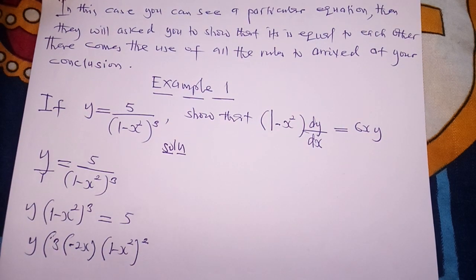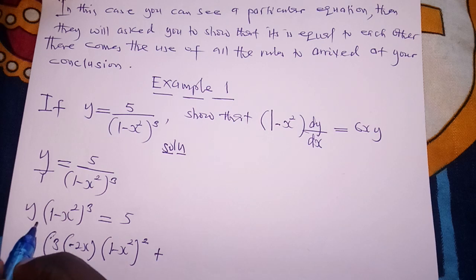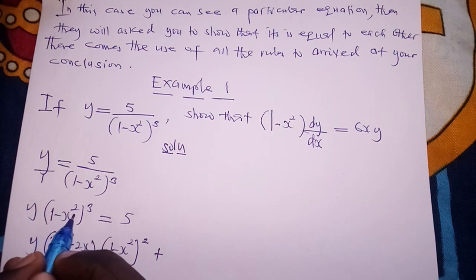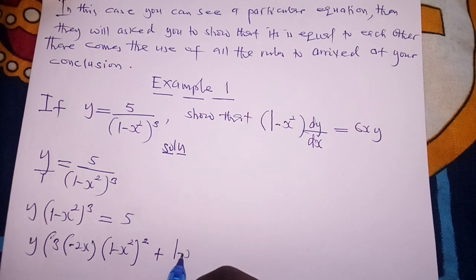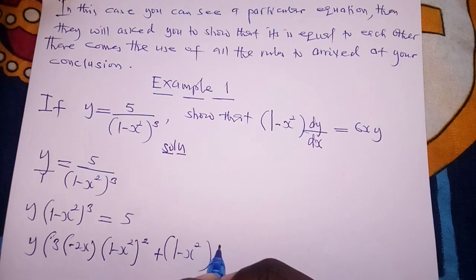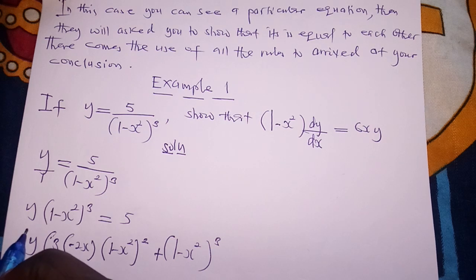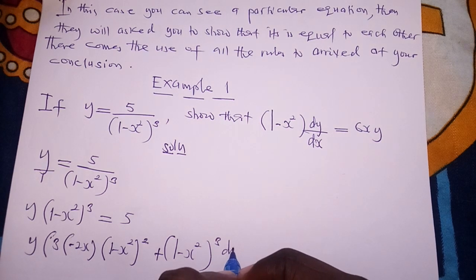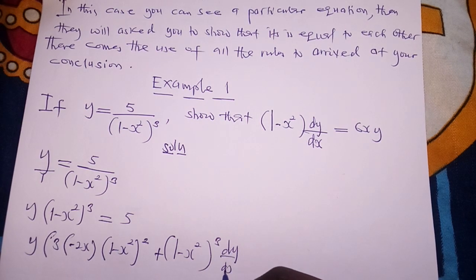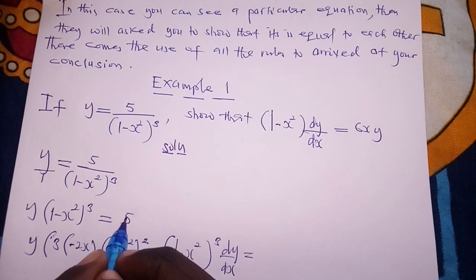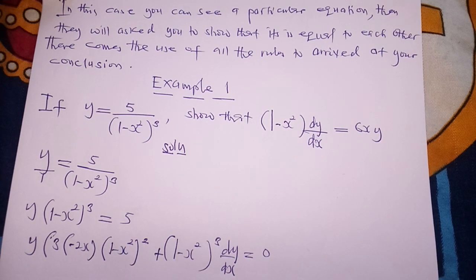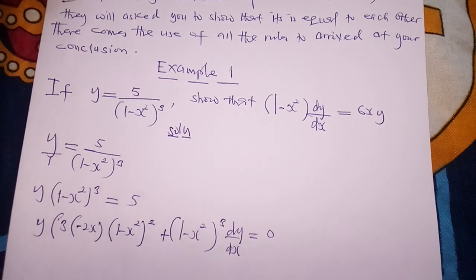Then the next step, we say plus, let us hold this bracket constant, that is (1 minus x squared) raised to the power 3. We hold it constant, then we differentiate y. Differentiating y gives dy/dx. Then the right side becomes, differentiating a constant, it is 0. If you have any question to ask, you can do it in the comment section.